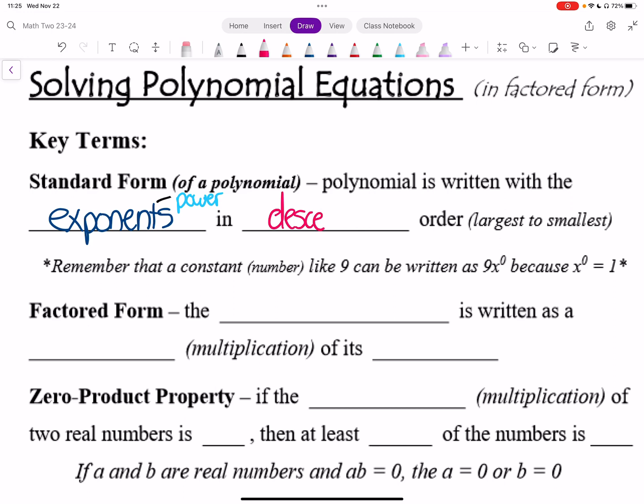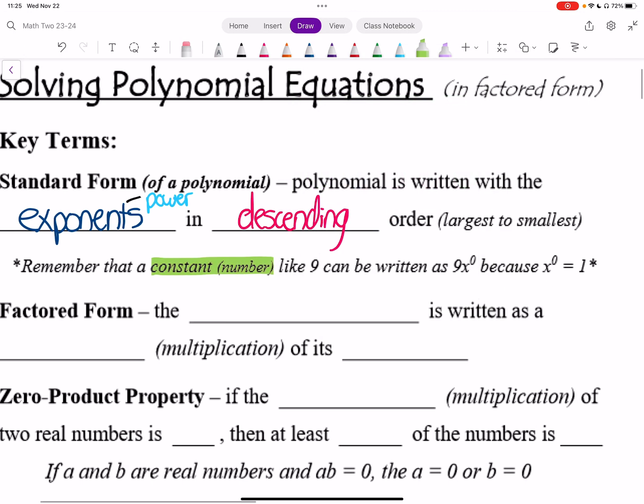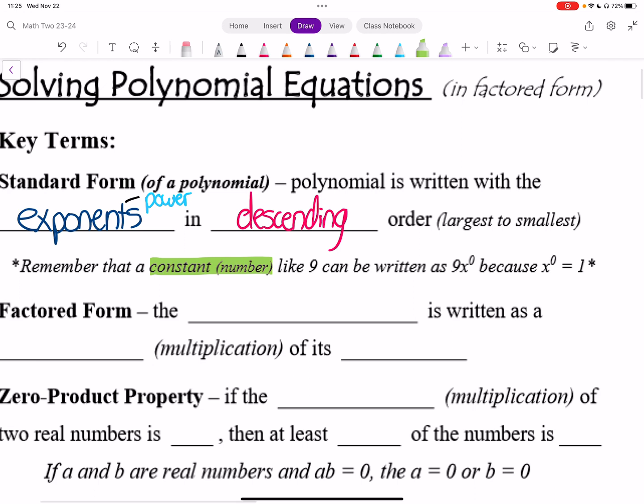You'll note that on the last two assessments, I've required you to make sure you write your final solution in standard form. Remember that a constant, or a number that's all by itself, like 9, can be written as 9 variable to the 0, because anything to the 0 power equals 1.